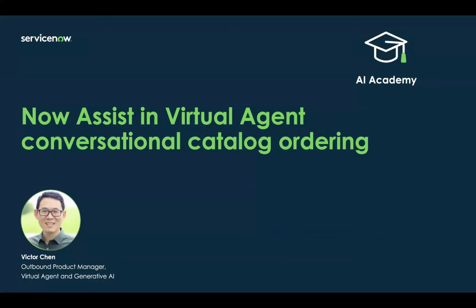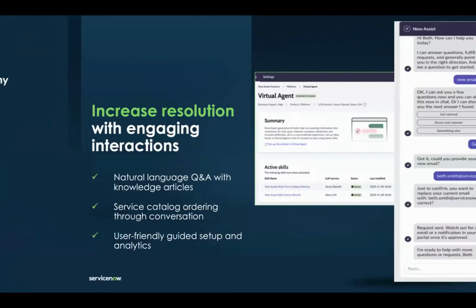Some of the concepts we're going to talk about today also apply to the existing NLU powered virtual agent, because we also have conversational catalog ordering in the existing virtual agent. It has similar capabilities as well as limitations, so you'll be able to use this in your existing virtual agent as well. Of course, the existing virtual agent uses NLU instead of large language models, but you'll have a similar experience, and that's why I wanted to cover that with you today.